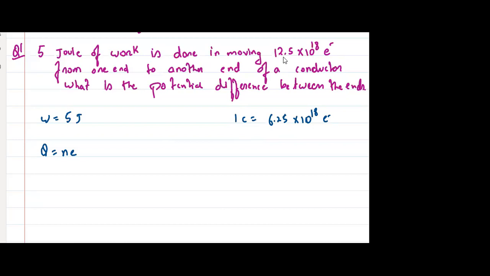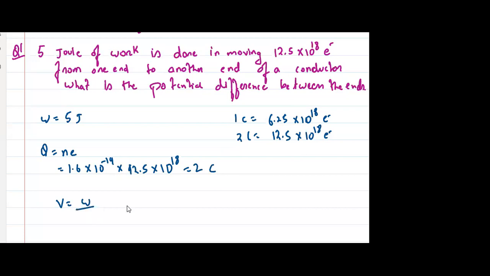So if the charge is 2 coulomb, 2 coulomb will have 12.5 into 10 to the power 18 electrons. You can calculate like this: 1.6 into 10 to the power minus 19 into 12.5 into 10 to the power 18. You will get 2. So charge is 2 coulomb. We know potential is work done per unit charge. So it is 5 by 2, which is 2.5 volt. Everyone got this?